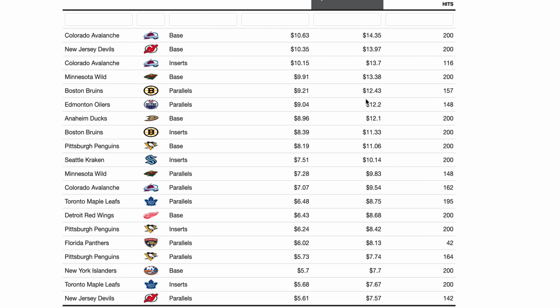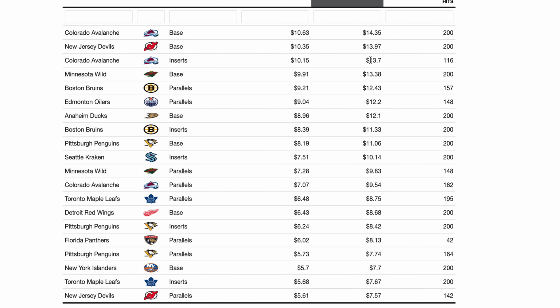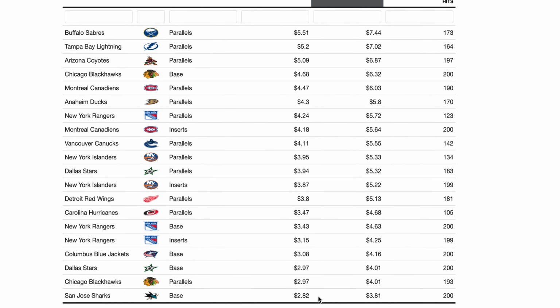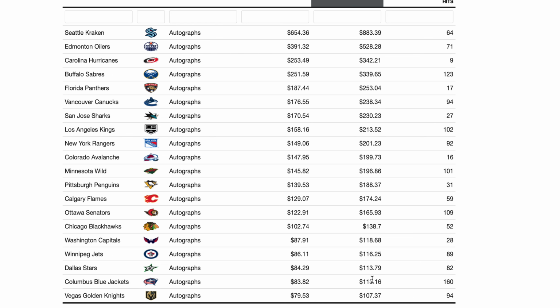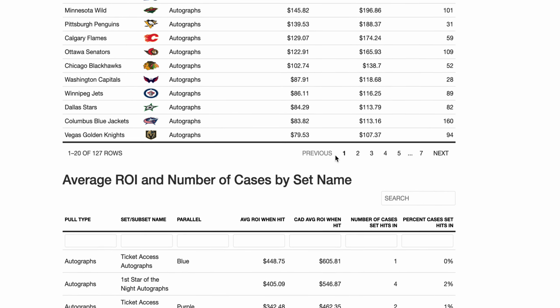So there you go. That's really how it is. So now we're getting into parallels and base, and they hit in 200 cases. So we could really focus on this first page, and this is really where the money's at, these autographs here. That's the top 20 teams there.